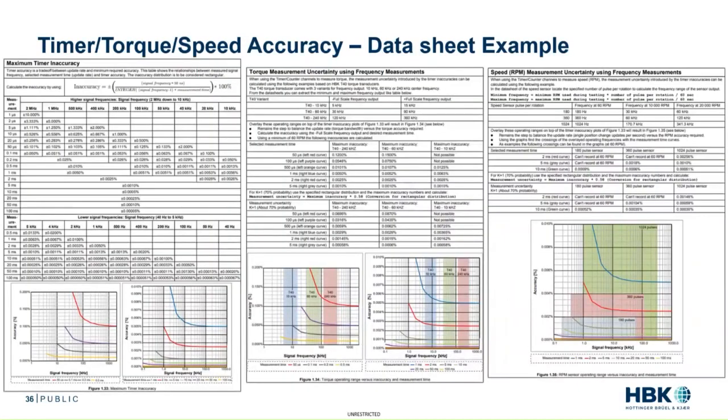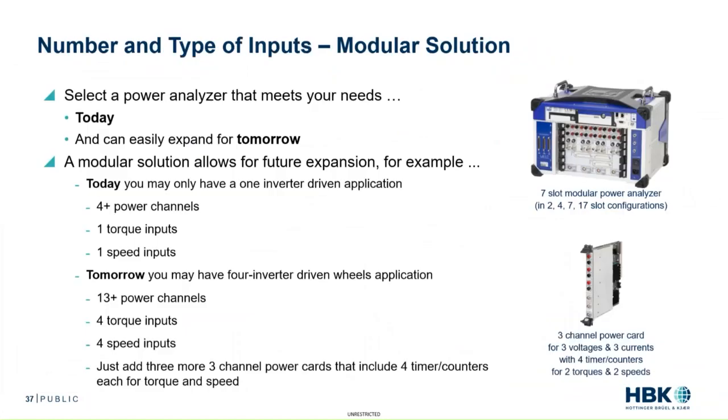Now, it's also just as important to have detailed specifications on the accuracy and measurement uncertainty of your timer counter inputs and torque and speed measurements, again over a variety of frequencies, measurement times, or update rates. Now, all the accuracy specifications are needed on all inputs and all sensors that you're going to be using in your test, so that way you can identify the overall accuracy of the entire measurement. So ideally, you want to select a power analyzer that meets your needs today, and that can also be expanded for tomorrow's applications, otherwise known as future-proof.